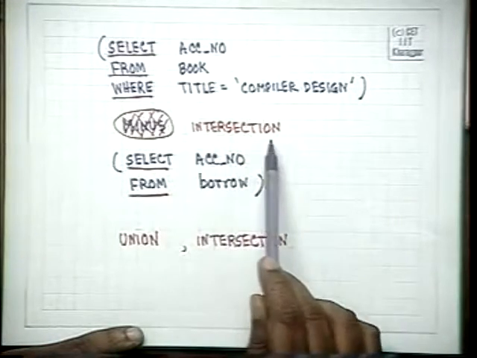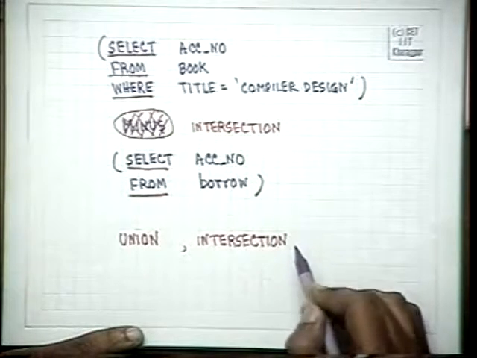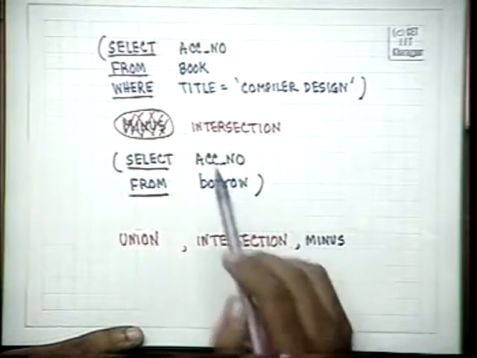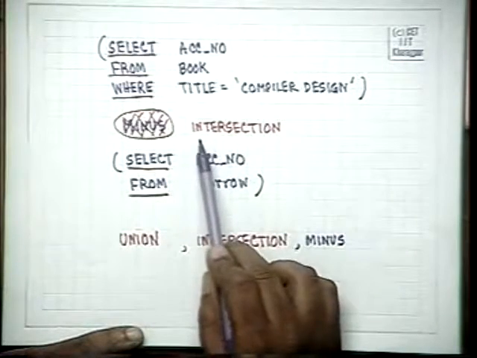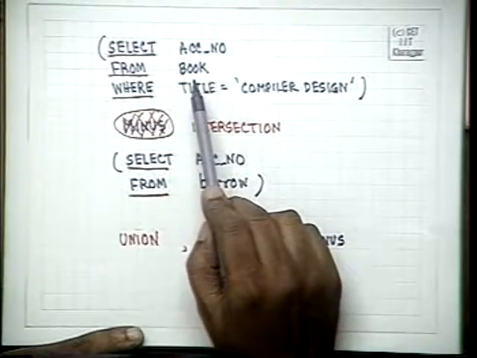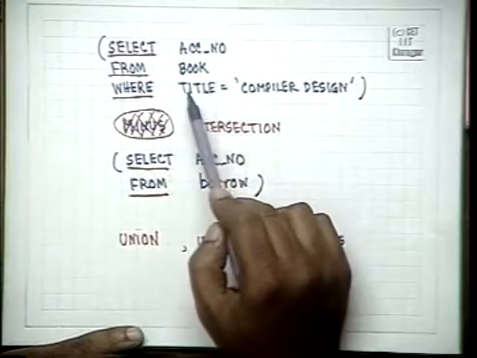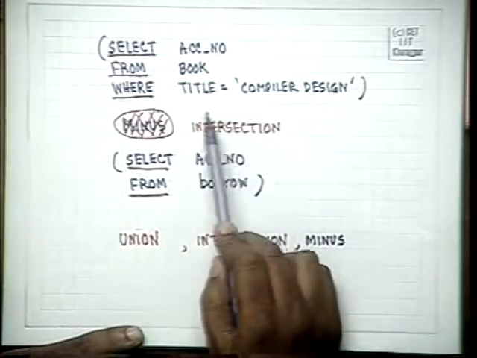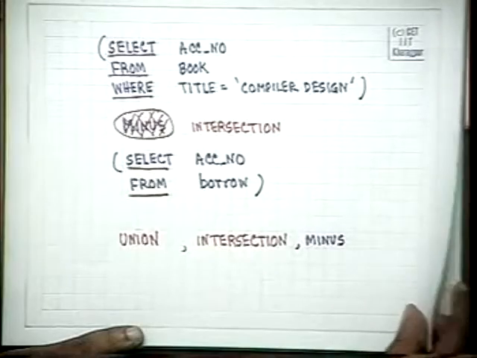Other than intersection, we have minus and union. In this particular case, when we do union, intersection or difference, which is minus, the attributes of the two relations must be identical, otherwise this set operation is not applicable.